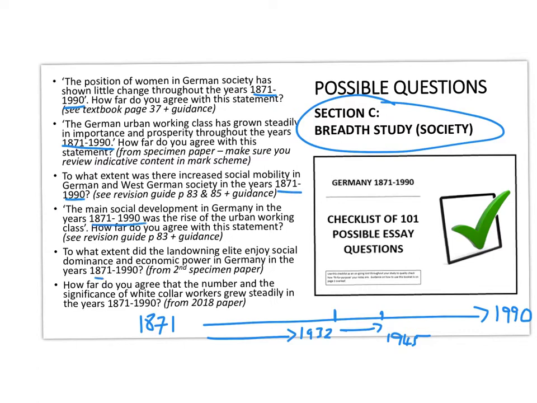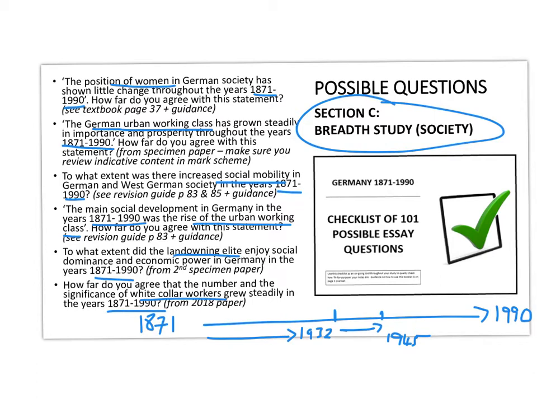That's the nature of this. Okay, but within that 120 years, you're going to have to talk about the Nazi period, 1933 to 45. So you've got a question about the position of women. You've got a question about the German urban working classes. You've got a question about social mobility. You've got a question about the rise of the urban working class. You've got a question about the landowning elites, and you've got a question about the white collar workers.